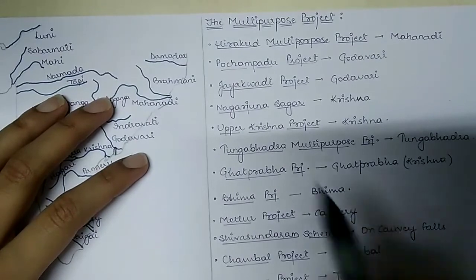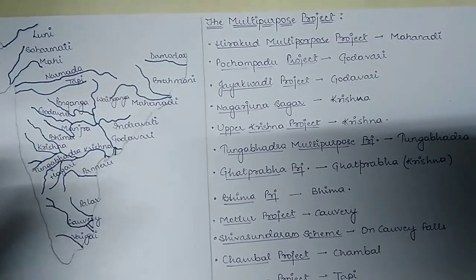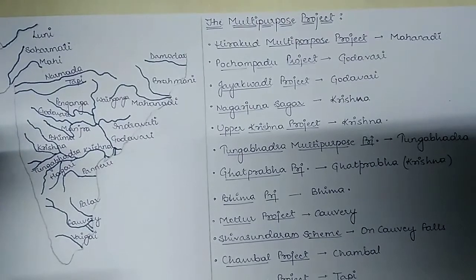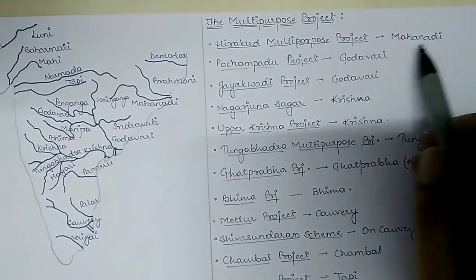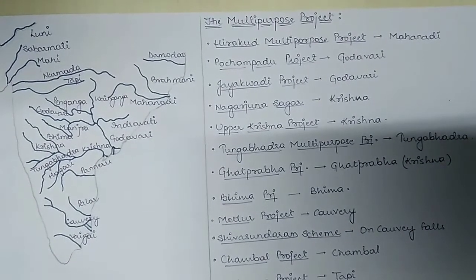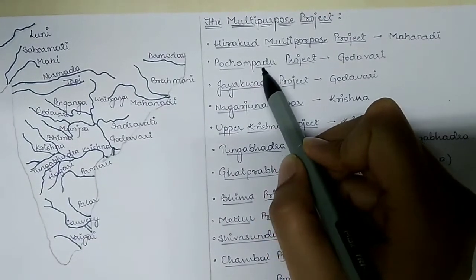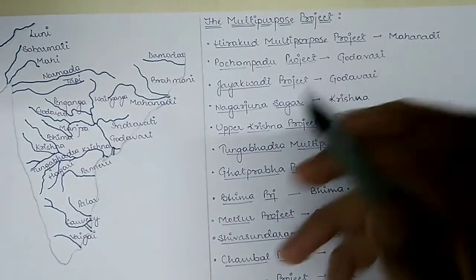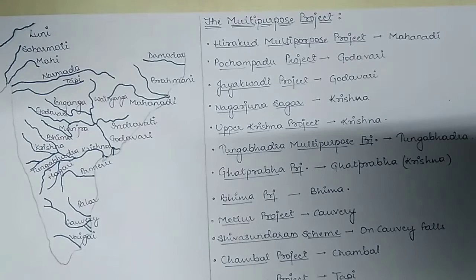So the first one is Hirakud Multipurpose Project. It is constructed on the river Mahanadi in the state of Odisha for irrigation and hydroelectricity purpose. Next we have Pochampadu. Pochampadu project is formed on Godavari River, and it is in Telangana state for irrigation purpose.